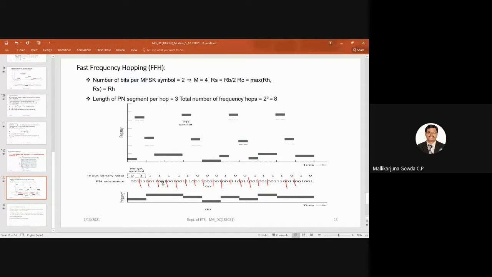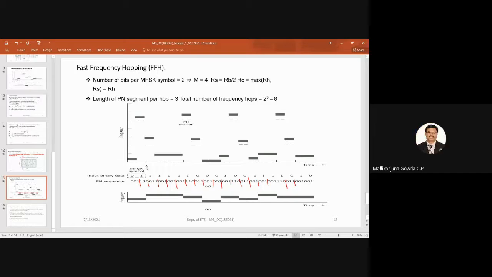And the next symbol, again it is 1, 1 only, right? For that, what are the hopping frequencies? One is 6, right? This is FC6, then FC3, then FC1. So FC6 is at this point, then FC3 at this point, then FC1 at this point. Clear? I did not get any response. Is this clear?